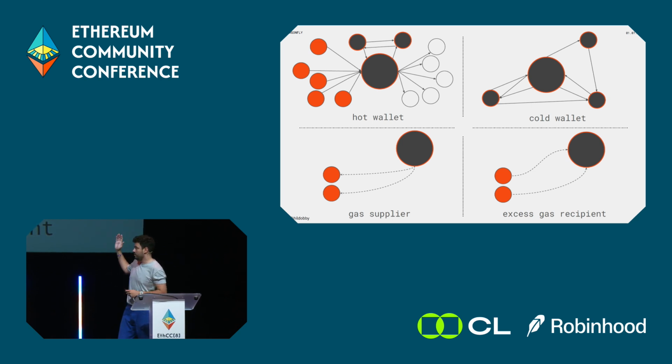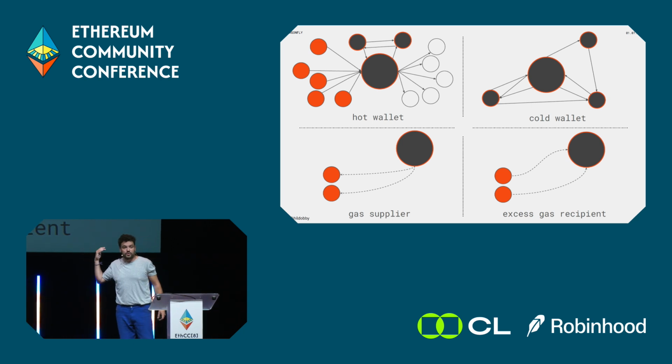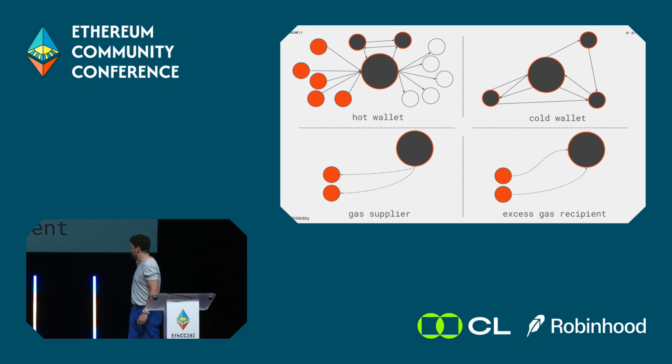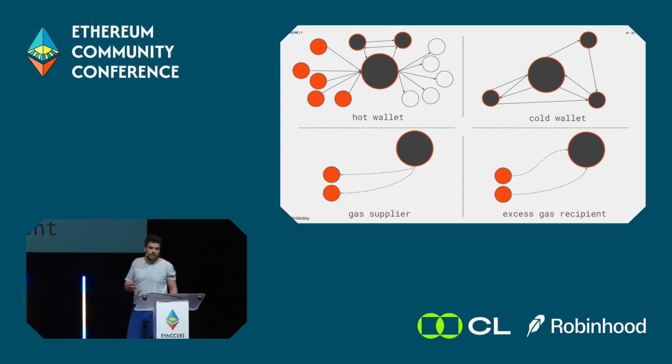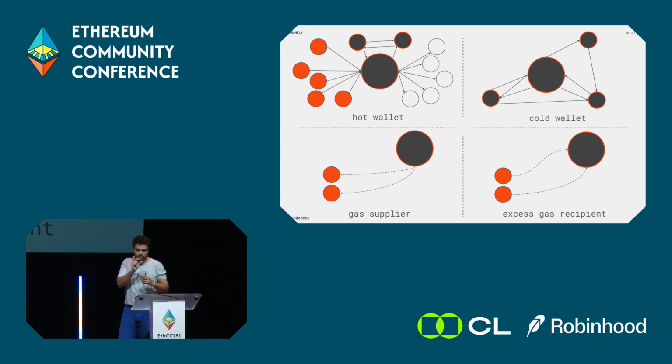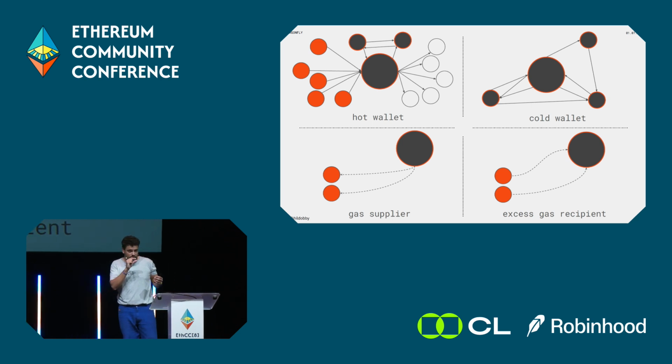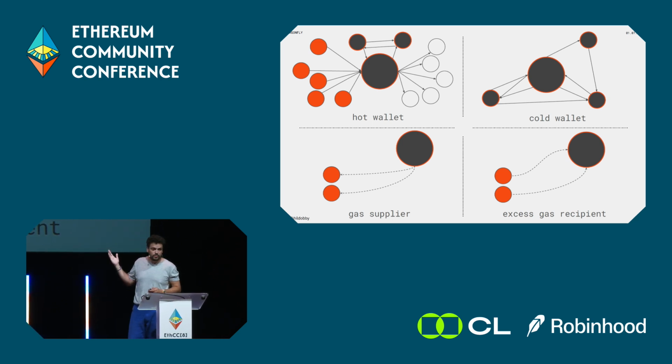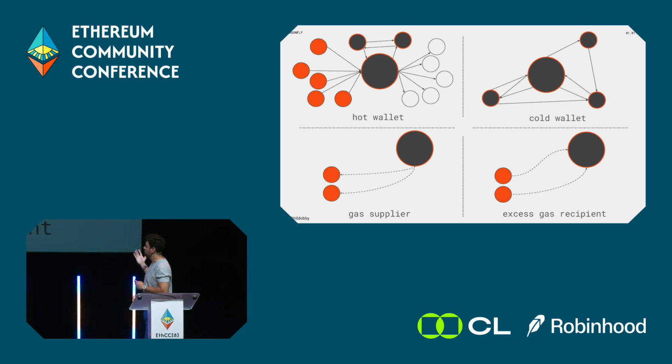Then there's gas suppliers, like I said before: when you deposit ERC20s, you're going to need to fund those deposit addresses. And then there's excess gas recipient. Often you overestimate the fee, and that way you've got a little bit of ETH left in deposit addresses. It's dust amounts, but many dust amounts pile up into a lot, so you eventually have to send that back to your address.